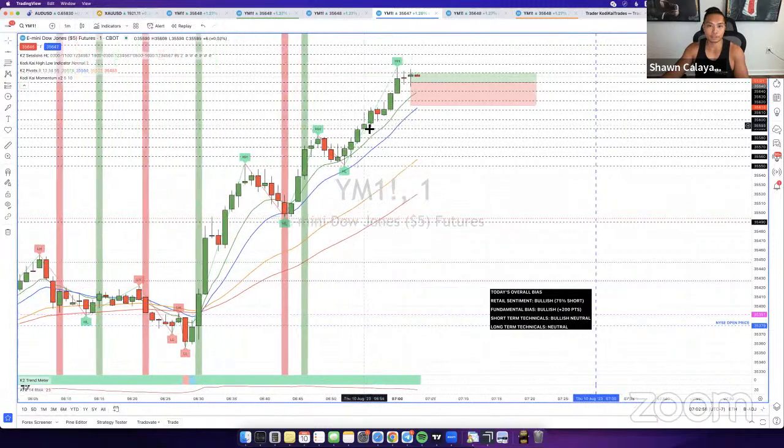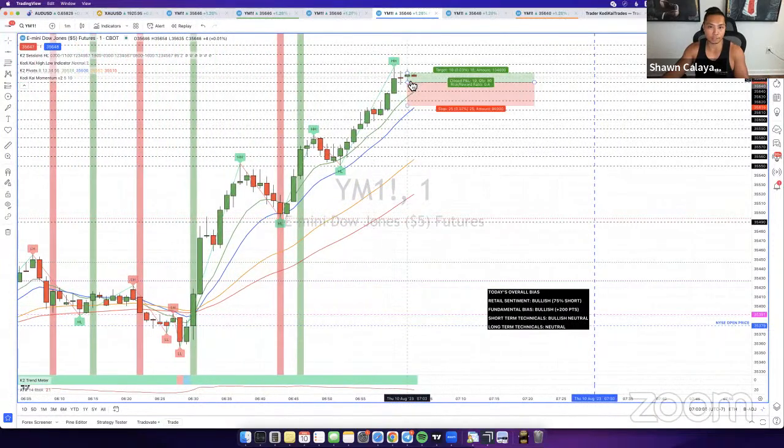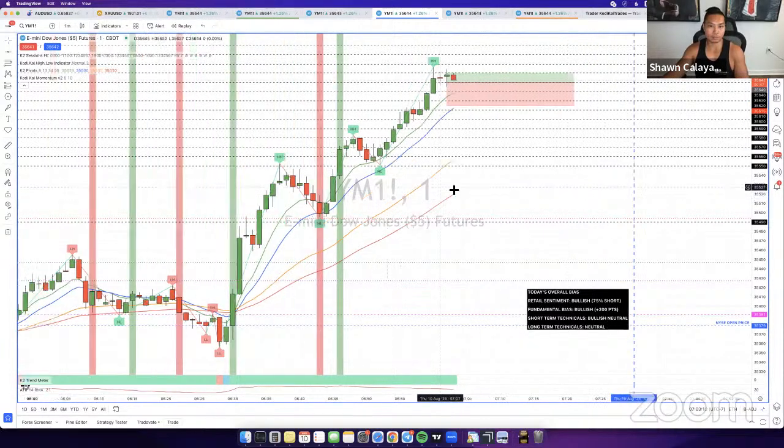So unfortunately, the entry that we were looking for was right here. I didn't take it because I didn't feel comfortable with the movement. So I'm just going to wait for the next opportunity. I'll look for price to retrace down, give a sell signal, and then correct back up, because obviously it is overextended right here.